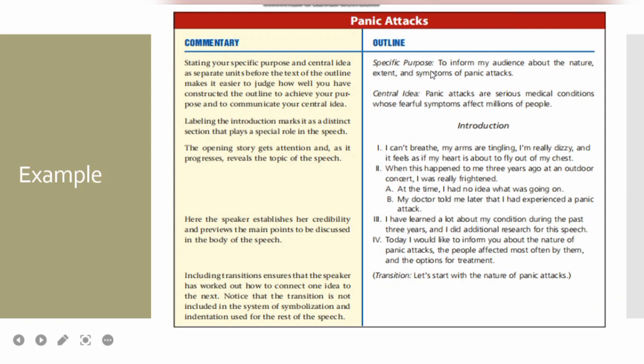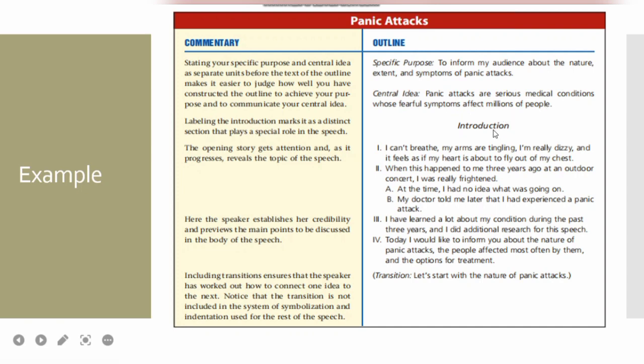The purpose is to inform my audience about the nature, extent, and symptoms of panic attacks. Central idea: panic attacks are fearful symptoms that affect millions of people. So you are going to talk about panic attacks related to medical conditions and also the symptoms that affect millions of people. Now let's jump to the introduction.